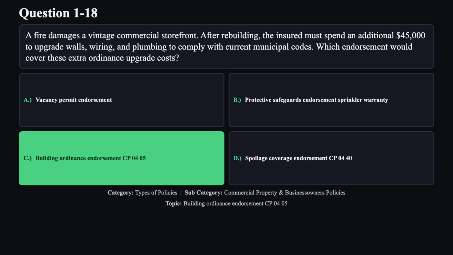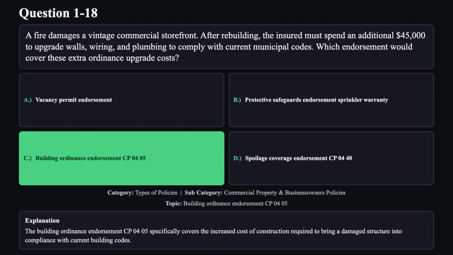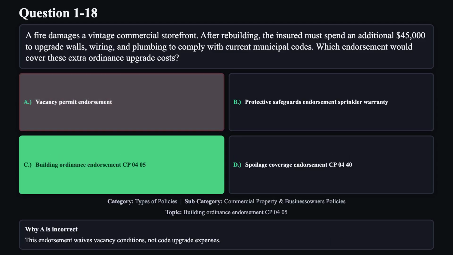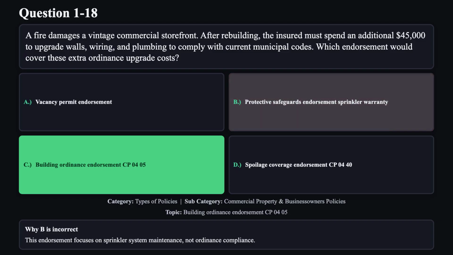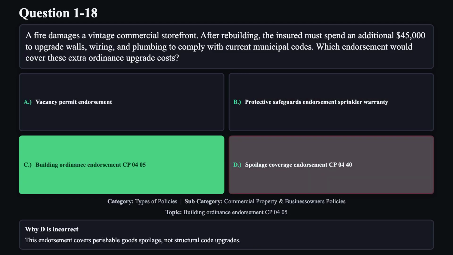The correct answer is C. The Building Ordinance Endorsement CP 04 05 specifically covers the increased cost of construction required to bring a damaged structure into compliance with current building codes. Reason A is not correct. This endorsement waives vacancy conditions, not code upgrade expenses. Reason B is not correct. This endorsement focuses on sprinkler system maintenance, not ordinance compliance. Reason D is not correct. This endorsement covers perishable goods spoilage, not structural code upgrades.